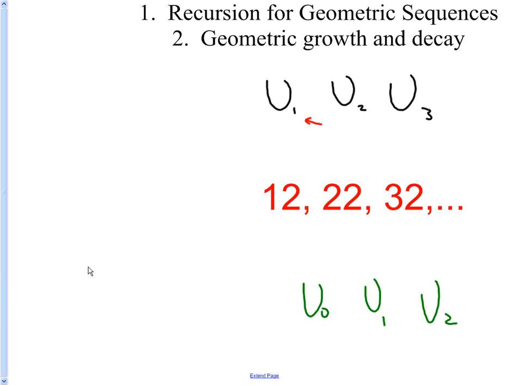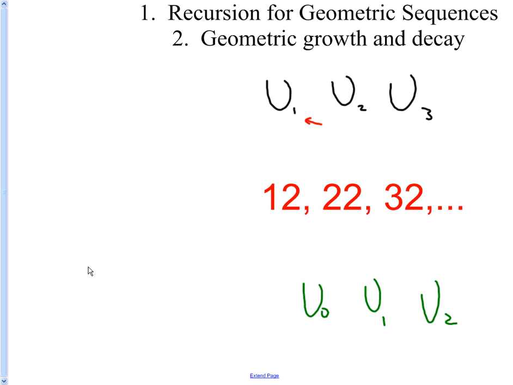So today we're talking about recursion for geometric sequences. That's as opposed to arithmetic. We did arithmetic yesterday. That's where you add each time, right? Or you could add a negative number, which makes it subtract each time. And this is multiplying each time. Or if you divide by something, that's the same as multiplying by a fraction, right?